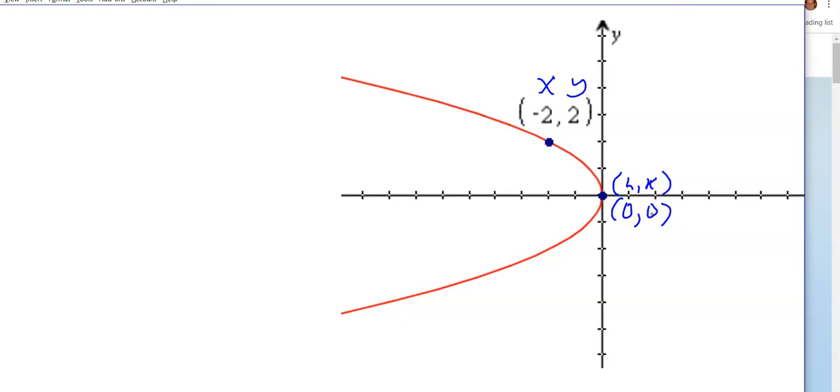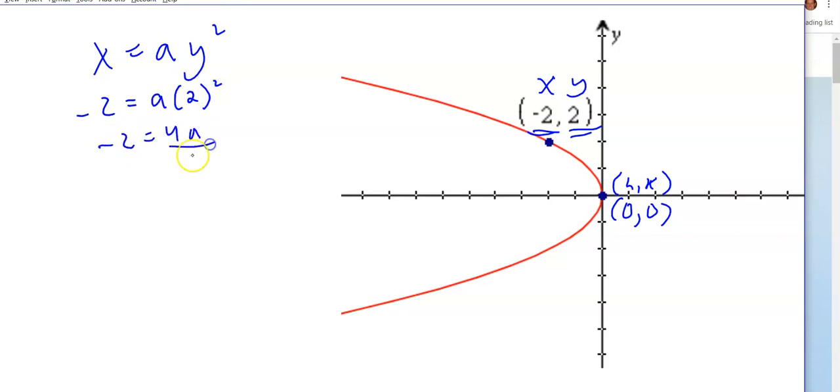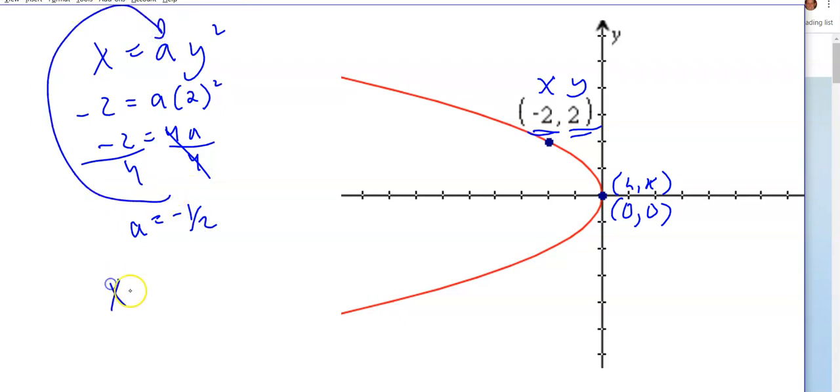Hopefully you see it and go, oh, that's an x equals parabola. This is a sideways parabola, so x equals ay squared, because the vertex is at the origin. Do you see what you can do? You know, x is -2, y is 2, and we get -2 equals 4a. Divide by 4, get a equals -1/2. So my equation, if you plug it back in, is x equals -1/2 y squared.